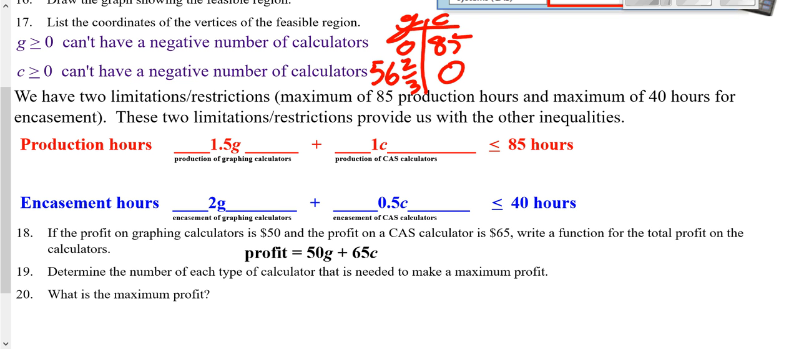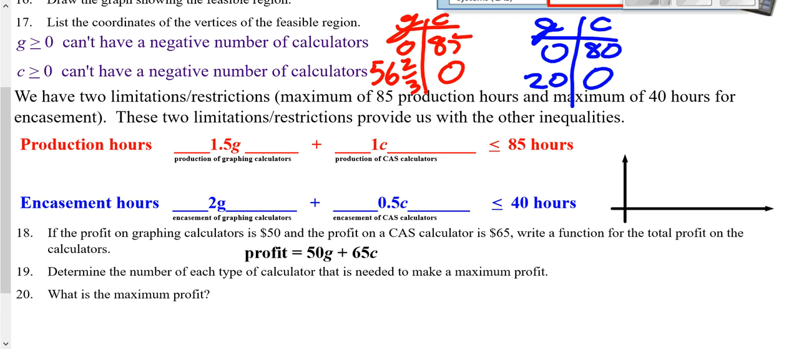Now I can do that same type of thing for my blue, where I have to keep my letters the same in my T-chart. 0 for my G. Then if G is 0, I get 80. Then I can plug in 0 for C, and I can find G, and that would be 20. So then I'd want to graph this. With what I have for my letters, I put my first letter in my table, G, so that's going to be my x-axis, so this is C.